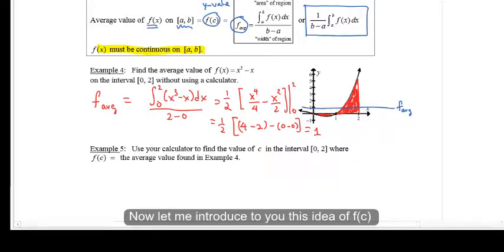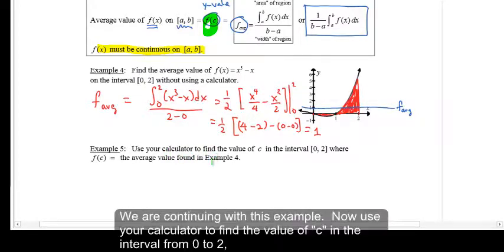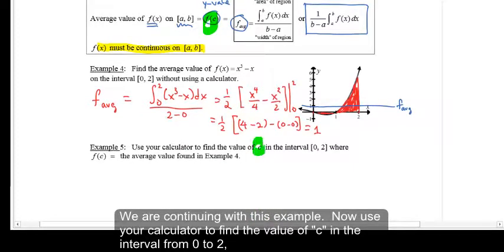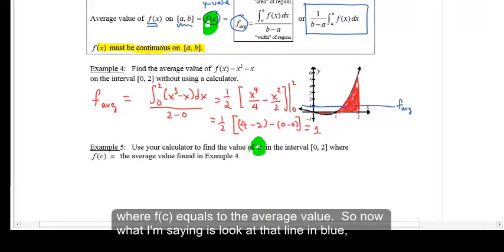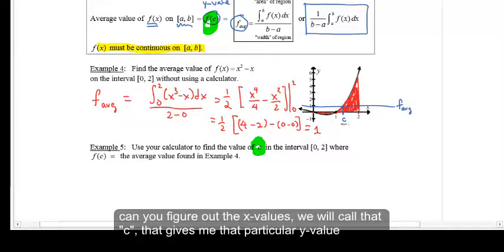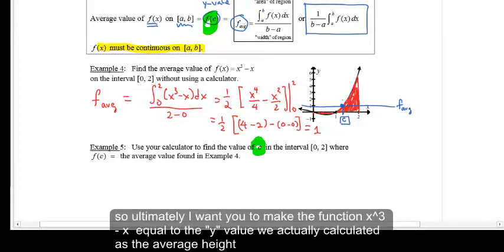Now let me introduce to you this idea of f of c. This is continuing with this example. Use your calculator to find the value of c in the interval from 0 to 2, where f of c equals the average value. So now look at that line in blue. Can you figure out the x value, which we'll call c, that gives me that particular y value? Ultimately, I want you to make the function x cubed minus x equal to the y value we've calculated as the average height, which is 1.